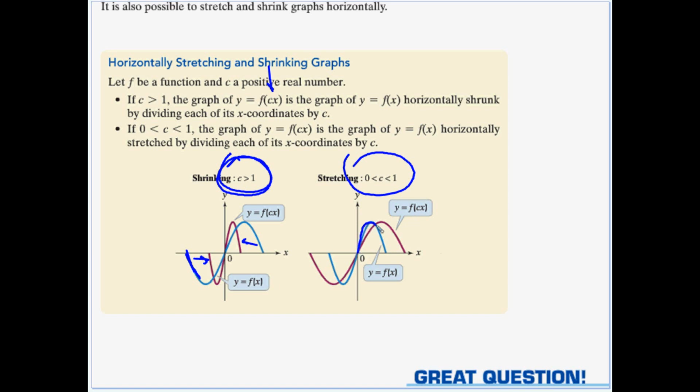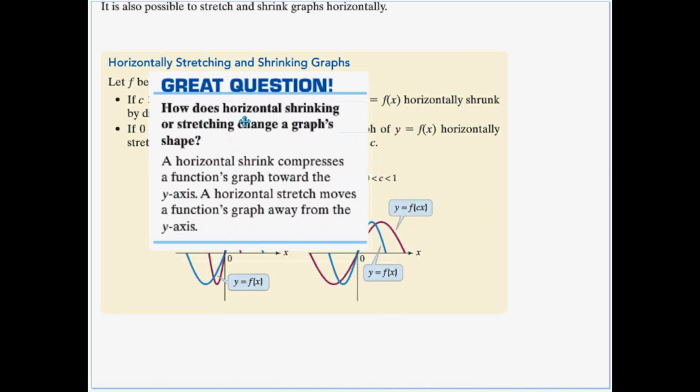Again, here in blue is the original f of x. If it's a fraction, it's going to push us away from the y-axis. How does horizontal shrinking or stretching change the graph shape? A horizontal shrink compresses the function's graph toward the y-axis. A horizontal stretch moves the graph away from the y-axis.